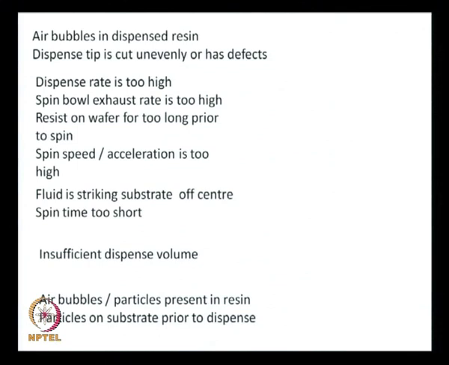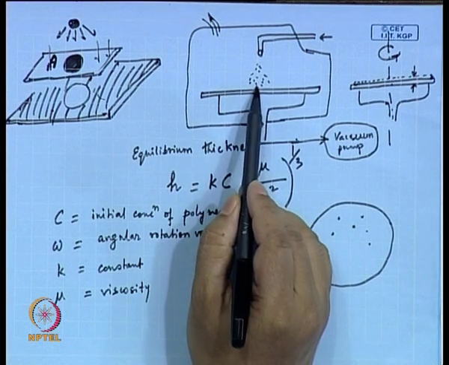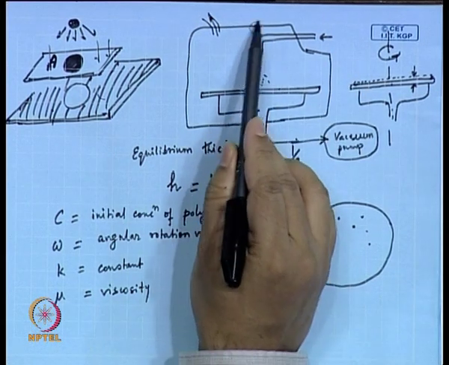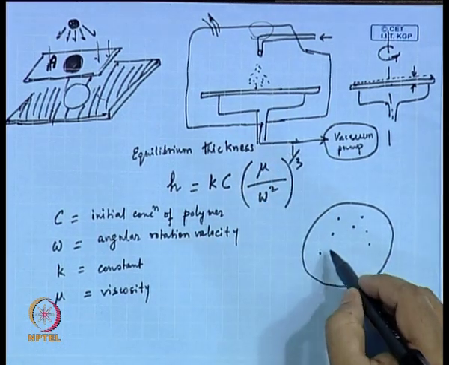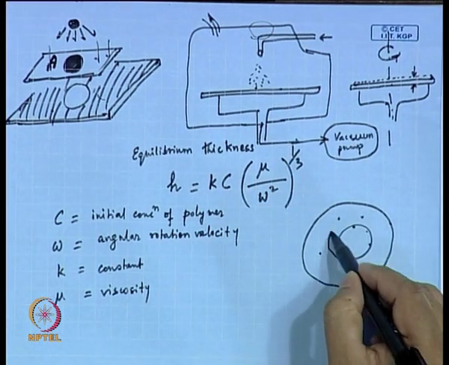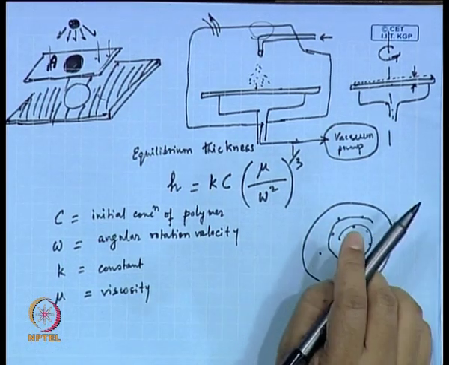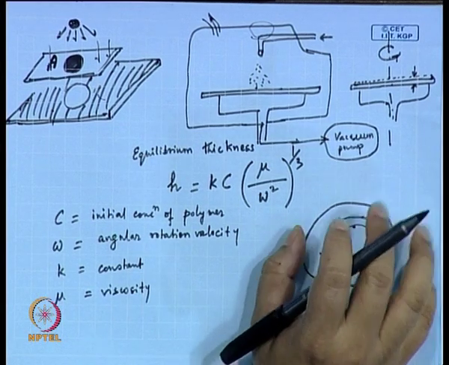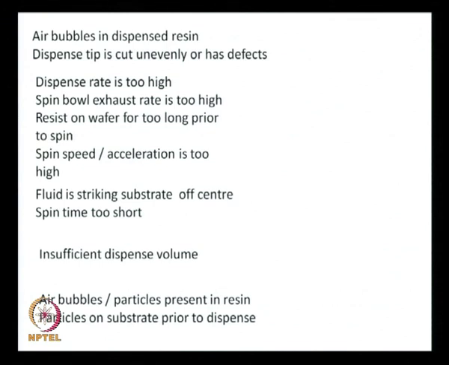There could be another problem, which is fluid striking the substrate off center. Fluid has to strike at the center. If the fluid strikes off center, say here, while this is rotating around this axis, then you will see a pattern forming within the fluid, a spiral. Instead of a uniform coating, you will find a spiral. Fluid has to be dispensed at the center, because the flow of this resin over the substrate is accounted that way.